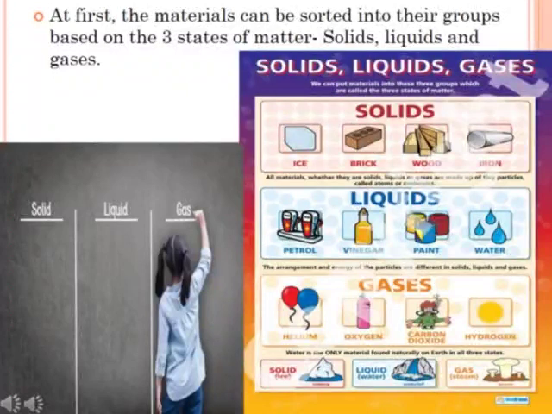So we grouped objects in many different ways. We then found that objects around us are made up of different materials. At a time an object may be made of a single material. An object could also be made of many materials, and then again one material could be used for making many different objects. The next topic is properties of materials. The materials can be sorted into three groups based on states of matter: solid, liquid, and gas.